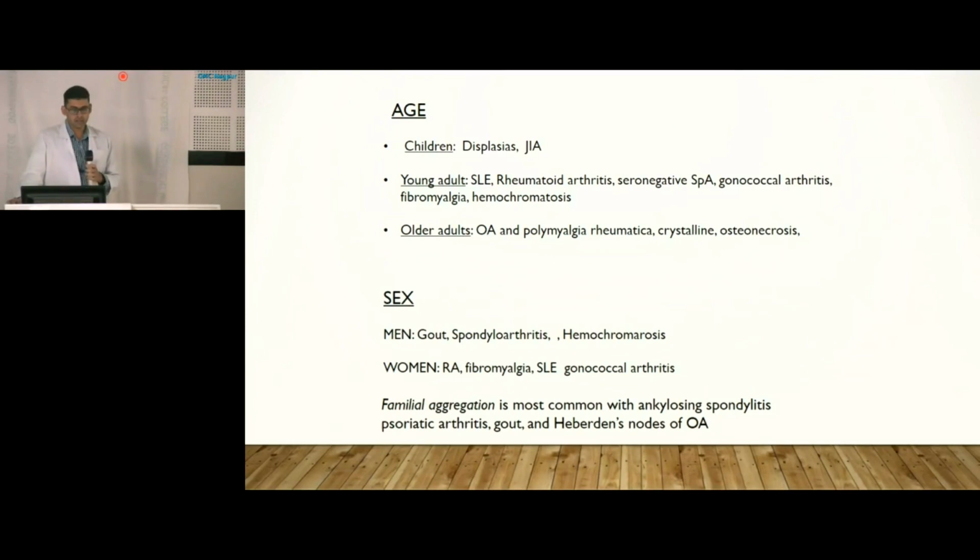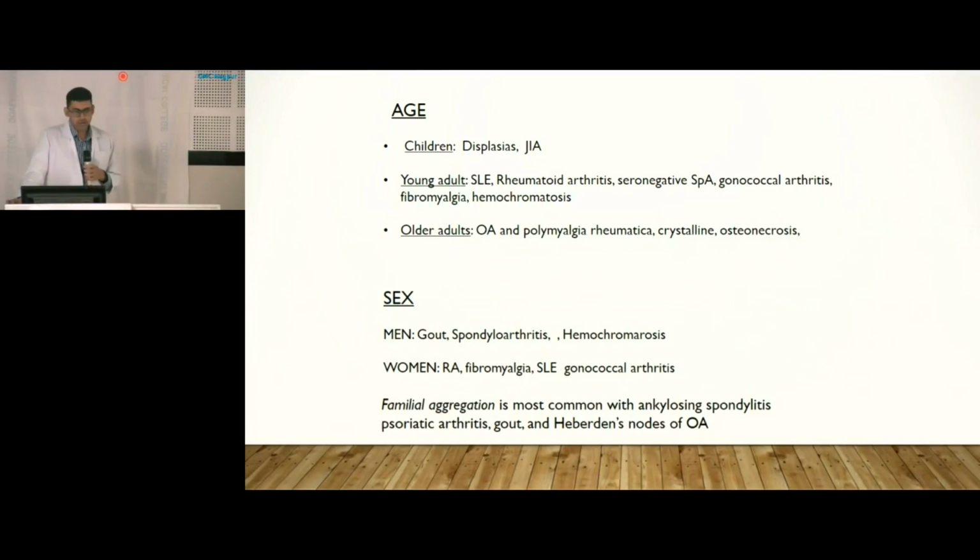In young adults, the incidence of SLE, rheumatoid arthritis, and all these arthritis is definitely more as compared to children. In older adults, it would be more of degenerative osteoarthritis, polymyalgia rheumatica associated with some other form of inflammatory disease, crystal arthropathy like gout and pseudo-gout, and osteonecrosis. I think you must be aware of the word AVN, avascular necrosis. So osteonecrosis, avascular necrosis is almost the same.